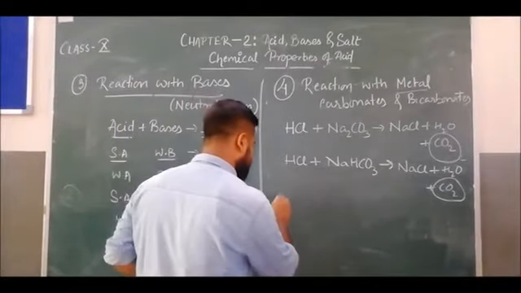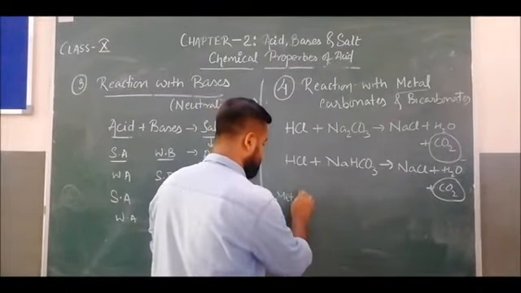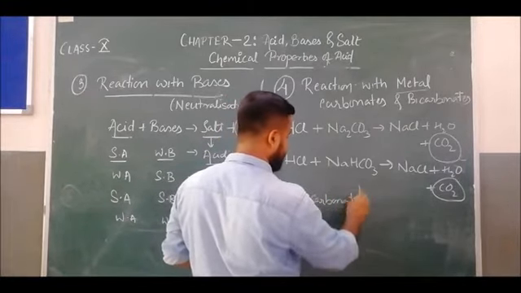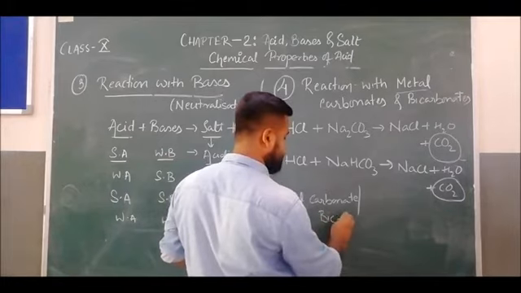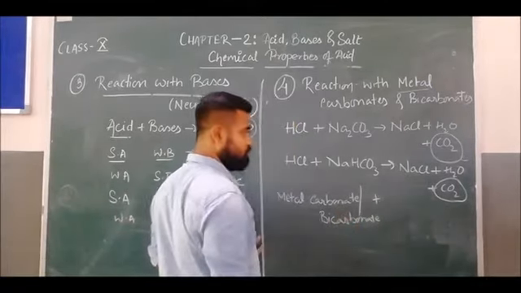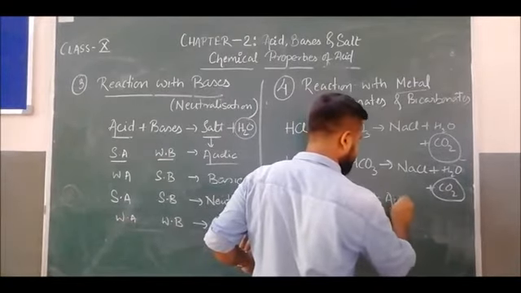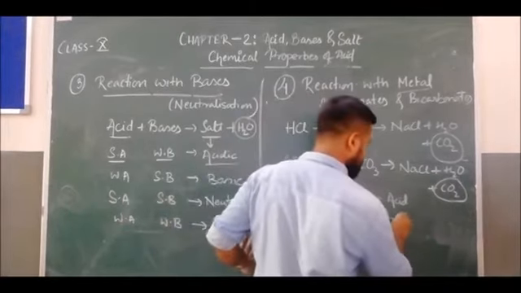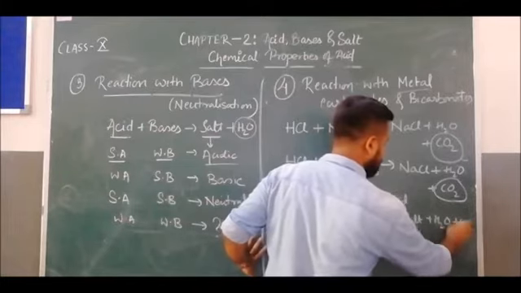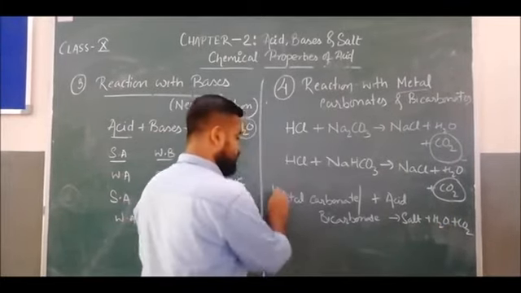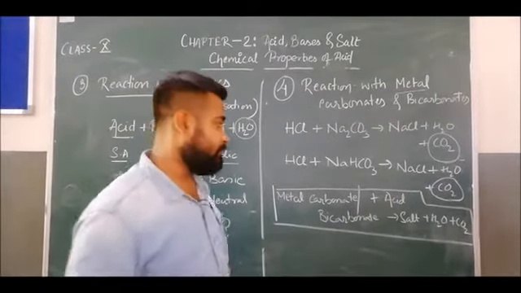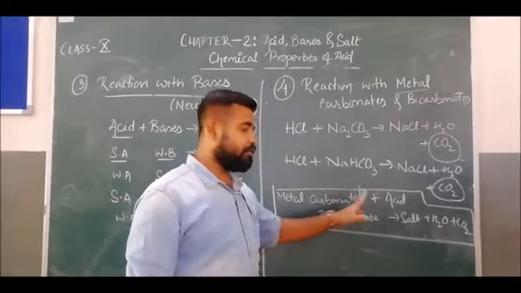So whenever metal carbonate or bicarbonate reacts with acid, it gives salt plus water plus carbon dioxide. So this is the general equation of reaction of metal carbonate and bicarbonate with acid.